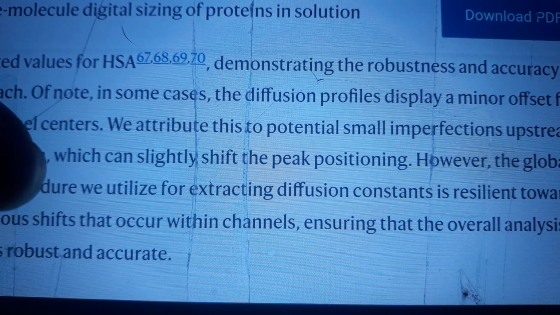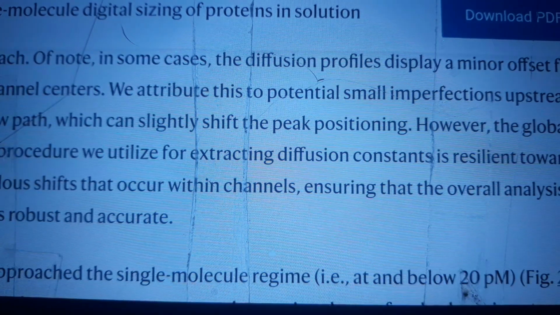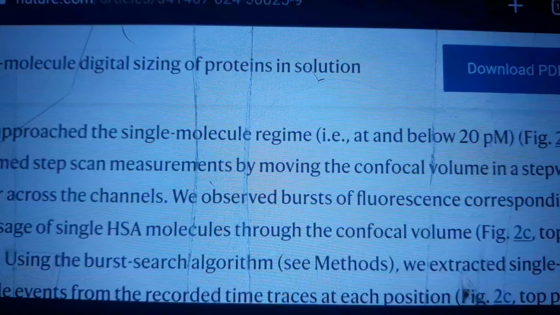Of note, in some cases, the diffusion profiles display a minor offset from the channel centers. This is attributed to potential small imperfections upstream in the flow path, which can slightly shift the peak positioning. However, the global fitting procedure utilized for extracting the diffusion constant is resilient towards anomalous shifts that occur within channels, ensuring that the overall analysis remains robust and accurate.